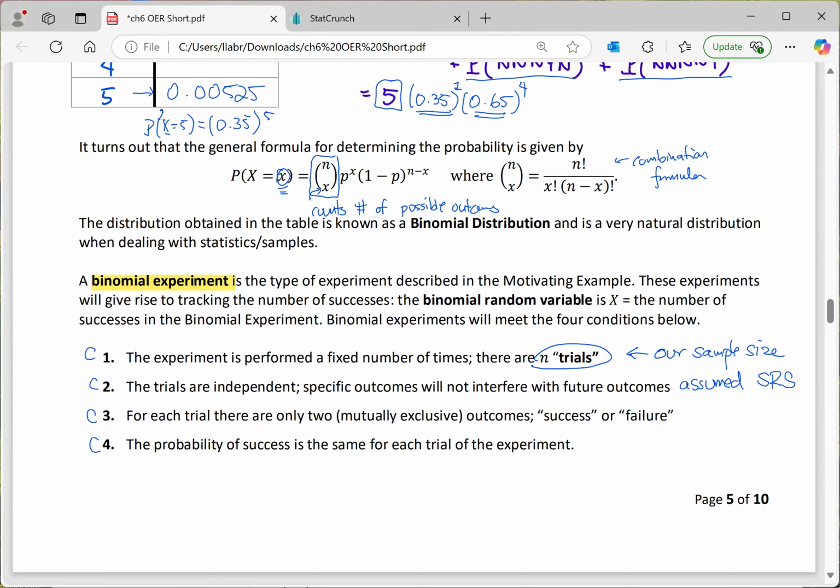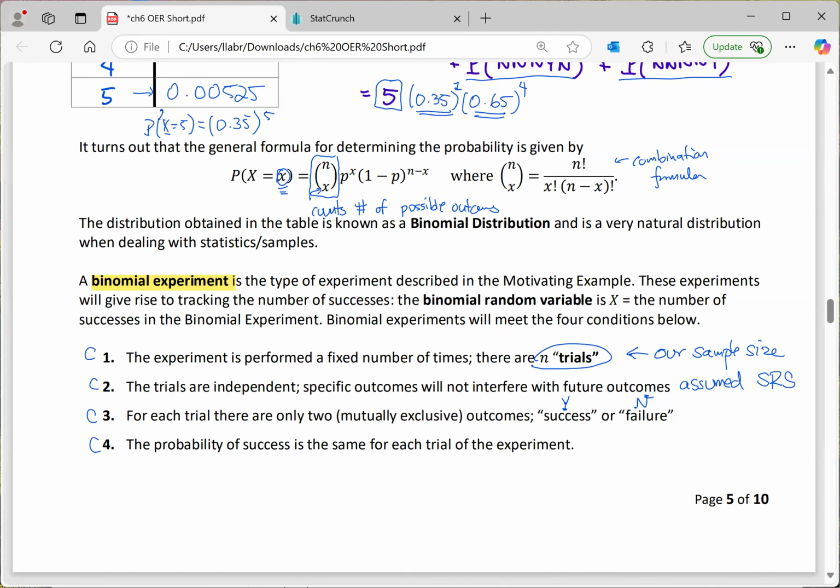All right, condition 3 is that each trial needs to have 2 outcomes. And I mean mutually exclusive, which means it's either a yes or a no. It's either a success or a failure. And the success would be yes, the failure would be no. And that's essentially what we had in our trial above, right? Have you seen this movie? Yes or no, yes or no, or the series.